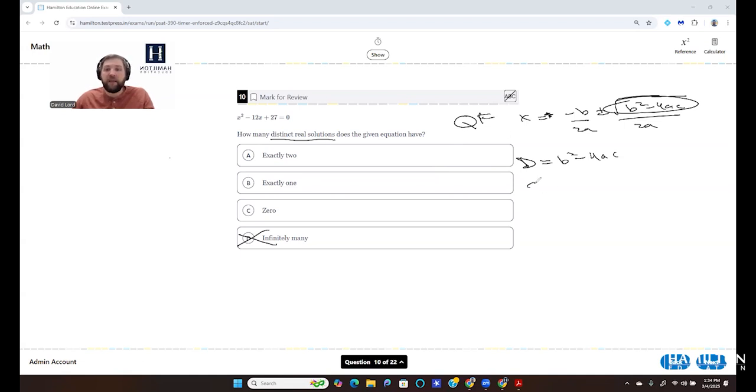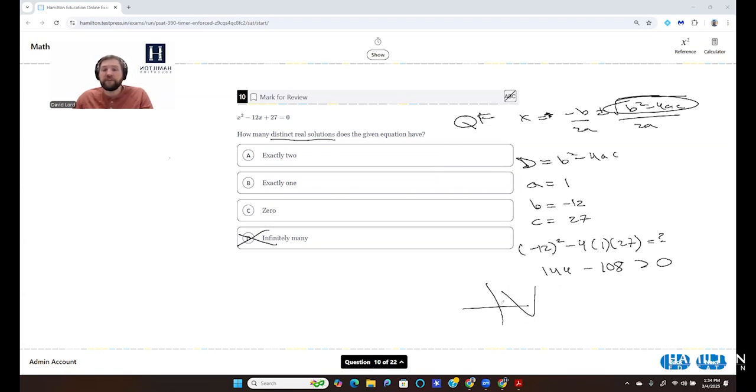So in this case, a is the coefficient of x squared, which is 1. b is the coefficient of the linear term, which is negative 12. And c is the constant term, which is 27. All right, let's plug it in. Negative 12 squared minus 4 times 1 times 27. So 144 minus 108. Yep, so that is a positive number. So when the discriminant is positive, the quadratic will have 2 solutions. I don't know where, but it will have 2 solutions somewhere.